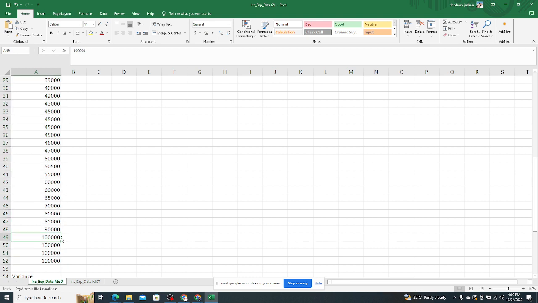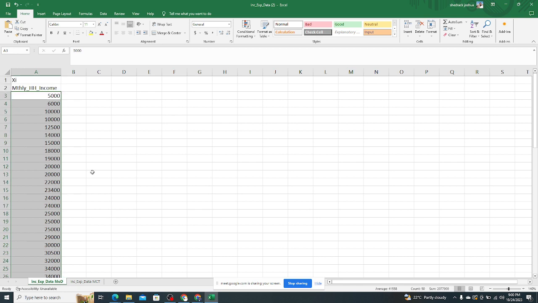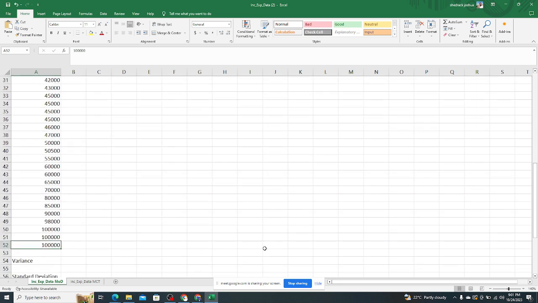Maybe let me return this to the original data. It was 98,000, yes, before we changed it to 100,000. So basically these are our xi's, whereby i is counting from 1 up to 50. So we have 50 xi's.